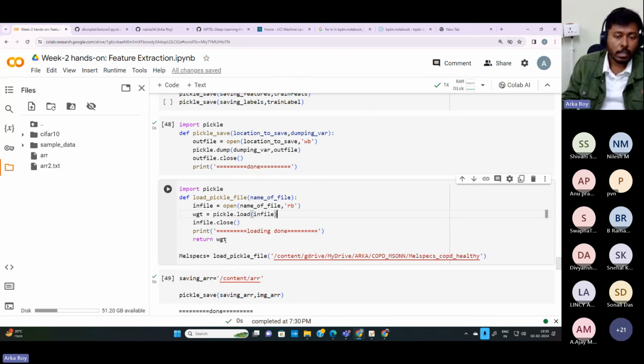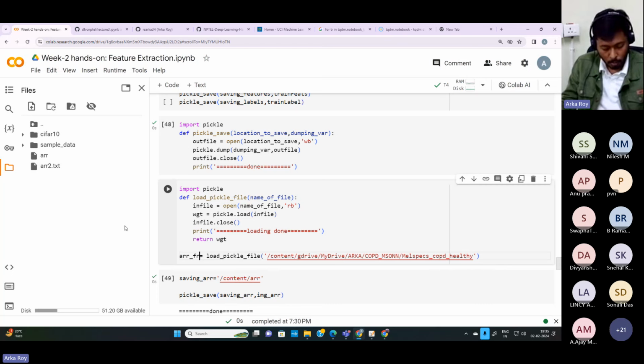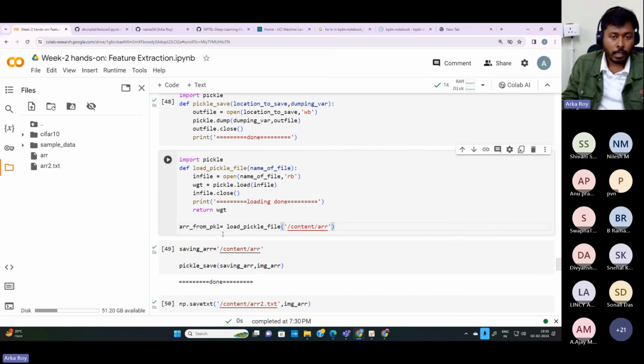And then finally all the values that are there will be shown again over here in the weight file. So ARR from pickle, and pickle load file. So this is the location. You can copy the location from copy path. So you just paste it over here, and ARR from pickle.